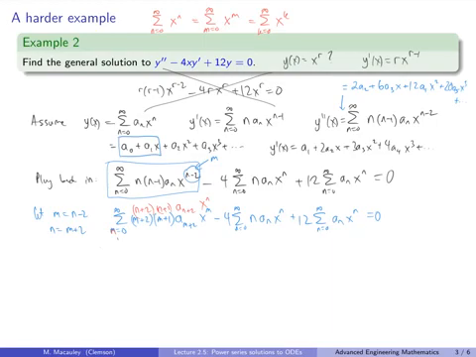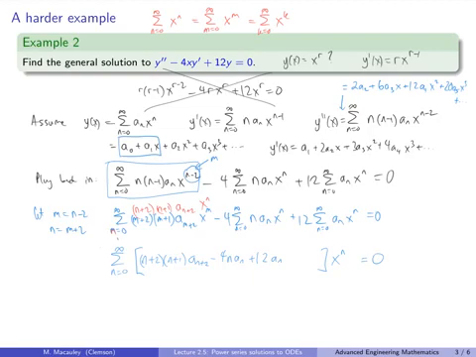So anyways, now we're going to combine this into a single term. I'm going to write this as the sum from n equals 0 to infinity of, let's see, I'm going to factor out this x to the n. So what goes right here? There's this term and that term. So there's n plus 2, n plus 1, a_{n+2}, minus 4n a_n plus 12 a_n, this guy times x to the n equals 0.